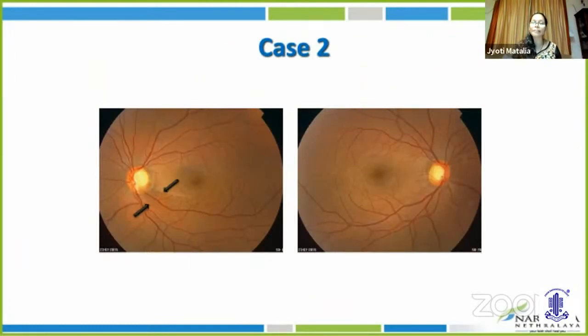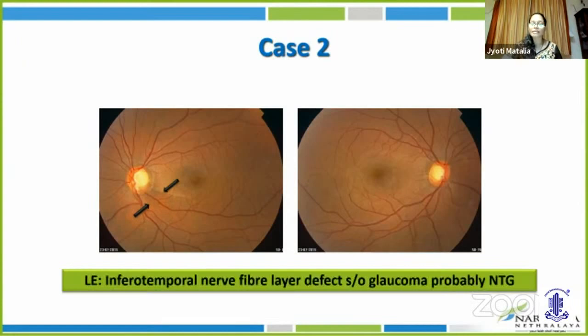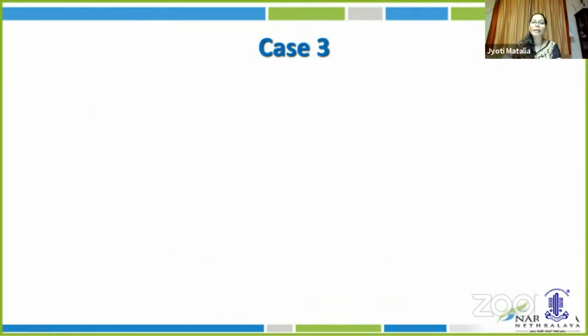And if you look carefully, there's actually a nerve fiber layer defect, which is suggestive of glaucoma, probably NTG because the IOPs were normal. So this will tell you how you can go about looking at your fields and reaching a diagnosis. Let's look at case 3.